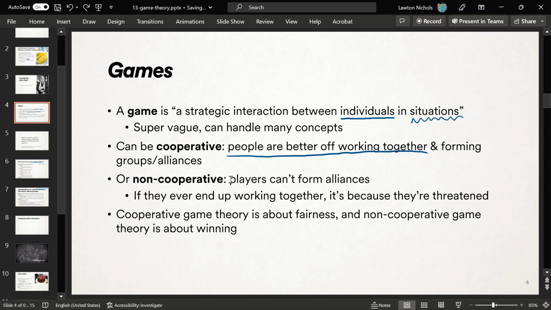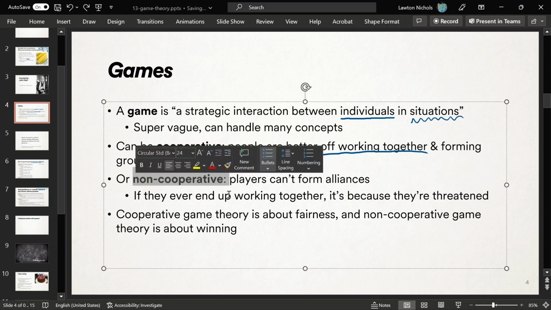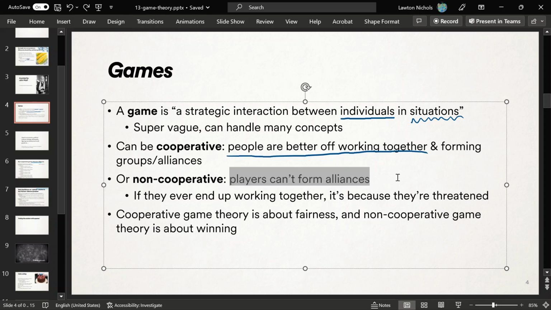The flip side of that is a non-cooperative game. That is when you cannot form an alliance with anybody else, or like it's a very, very bad idea.